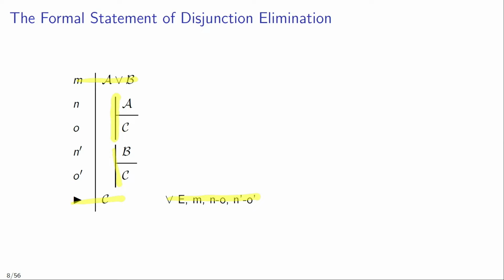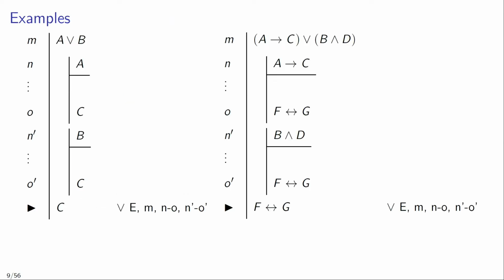So here are two examples that illustrate the use of this rule. On the left-hand side, we see an example that is very similar to our general statement of the rule. Suppose in line M, you have established A or B, and under the supposition that A, it follows that C, and under the supposition that B, it follows that C, you can then infer C. On the right-hand side, you see a more complicated example.